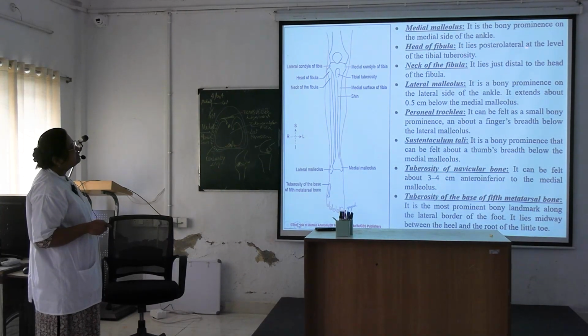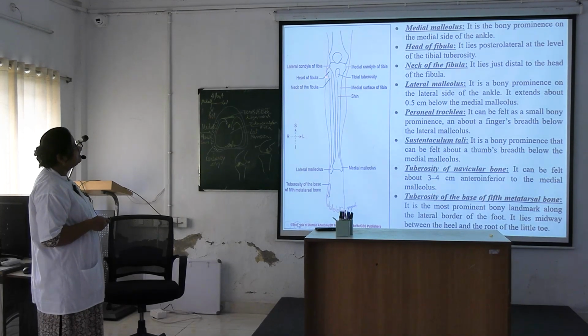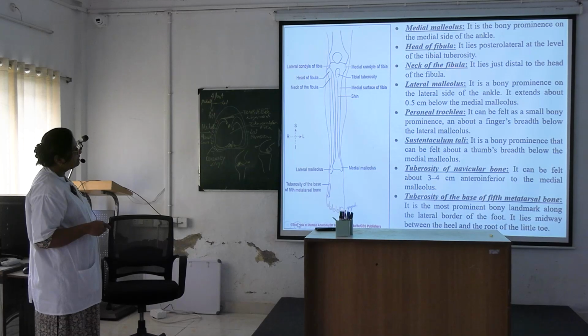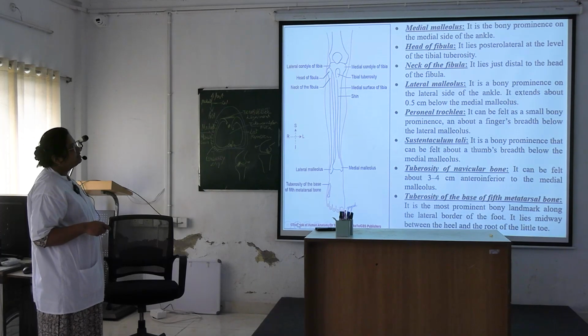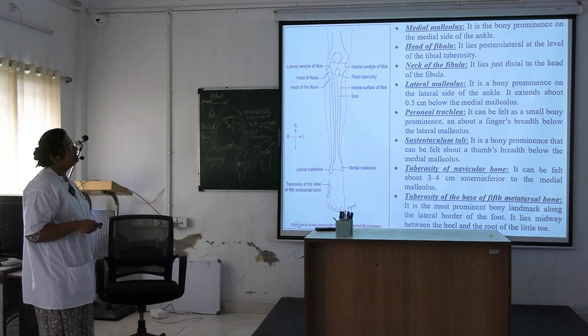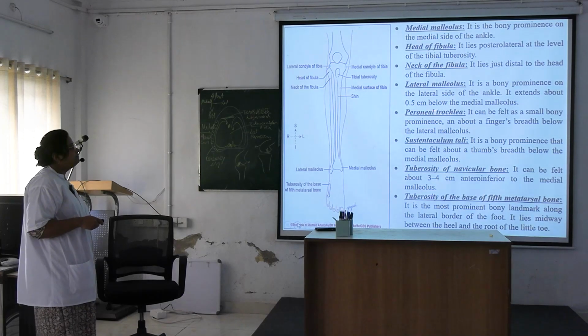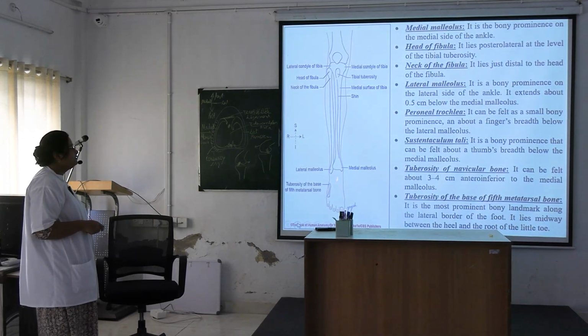Head of fibula lies posterolateral at the level of tibial tuberosity. This is head of fibula. Okay. Neck of fibula lies just distal to the head of fibula. So just below the head, this part is neck. Lateral malleolus is bony prominence on the lateral side of the ankle, extends about 0.5 cm below the medial malleolus here. This is lateral malleolus.